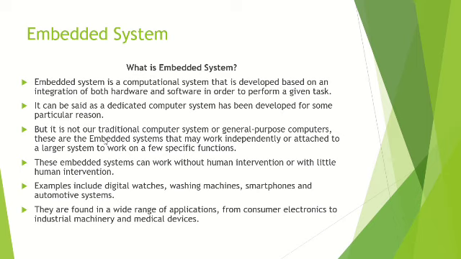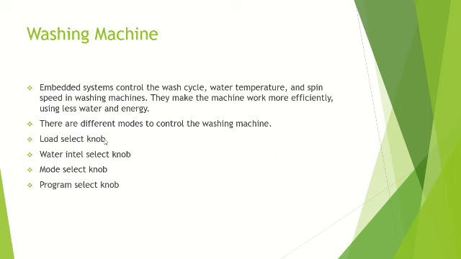The applications of embedded systems are in a wide range, from consumer electronics to industrial machineries and medical devices. And this is the explanation of the embedded systems. Washing machine is one of the best examples for embedded systems. Embedded systems can control the wash cycle, water temperature, and spin speed in washing machines. They make the machine work more efficiently using less water and energy.